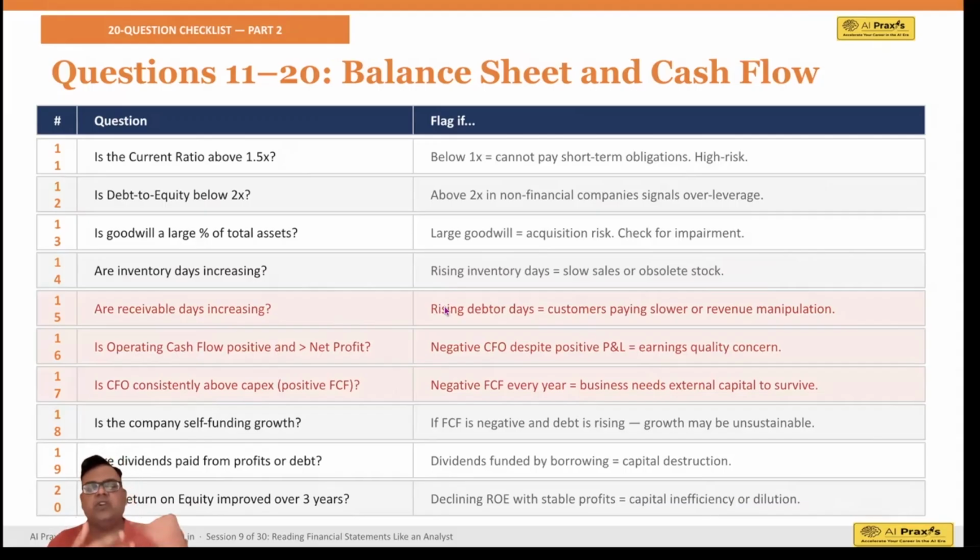That's a high risk. So you will not be able to pay salaries, people will leave, and there are so many other things, right? Is debt to equity below 2 times? If it is above 2, in a non-financial company, it signals over leverage. The company may be too dependent on debt, right? The next question: is goodwill a large percentage of total assets? High goodwill usually comes from acquisitions, which means you need to check whether that value is real or may need to be written down later.